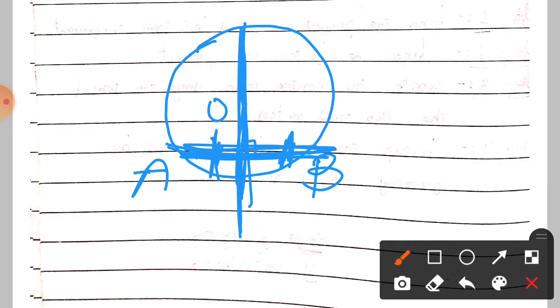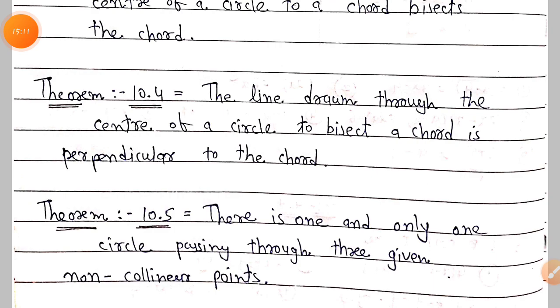Now move on to theorem number 10.4. Theorem number 10.4 is the converse of theorem number 10.3. The line drawn through the center of a circle to bisect a chord is perpendicular to the chord. Correct students?